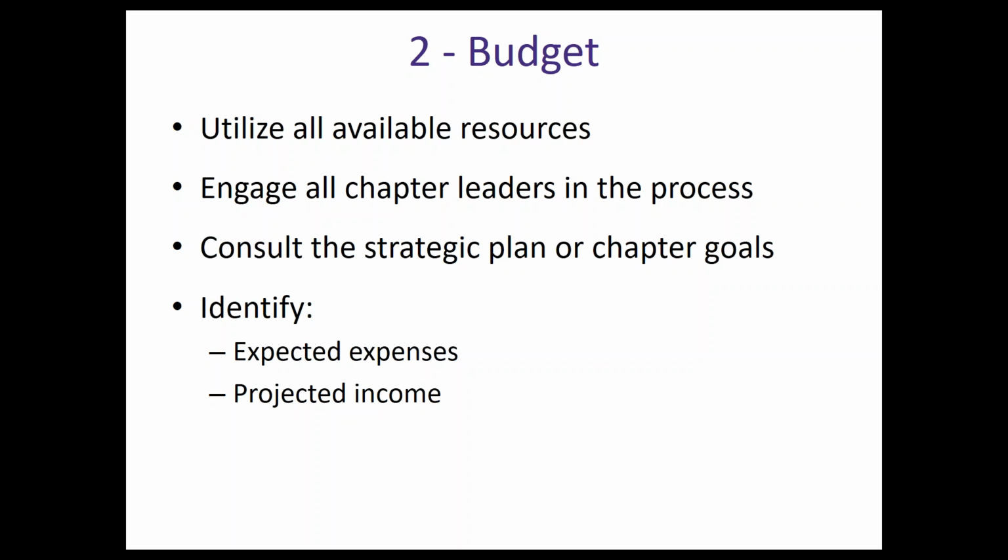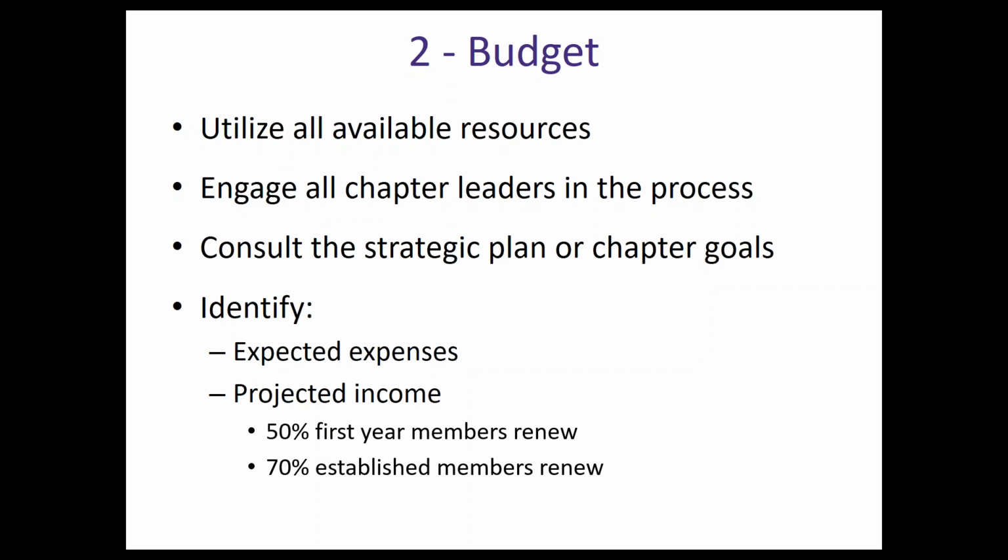In order to create a balanced budget, obviously you're going to have to identify your expected expenses as well as your income. Here are some numbers that we like to give you just to make sure everyone's realistic in projecting their income. Right now, only about half of your first year members are going to renew. So you cannot set a realistic budget without taking that into consideration. However many people you induct this year, generally only half of them are going to renew next year. So we can't rely on 100% of those members to renew and therefore count on that income.